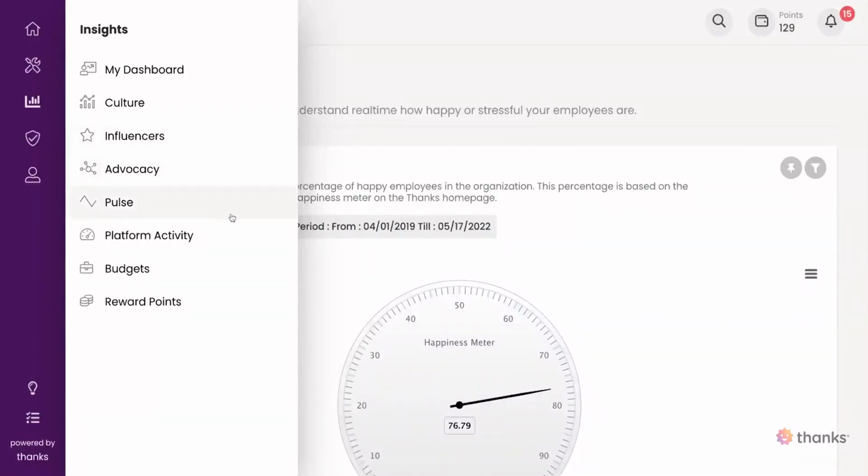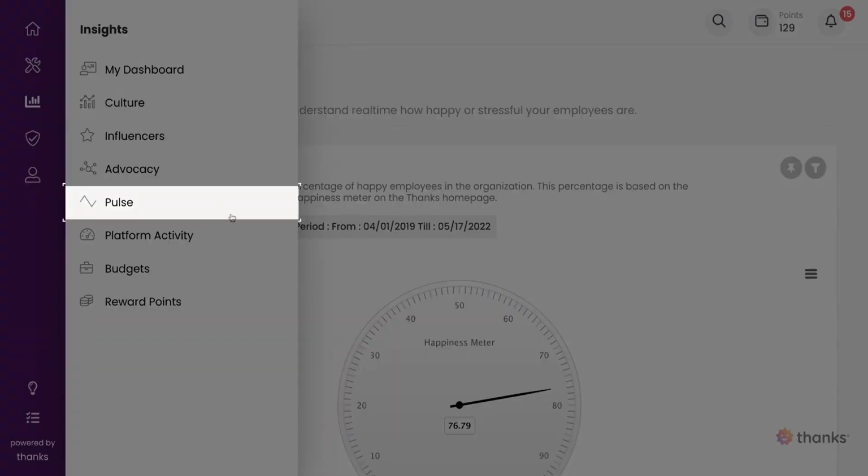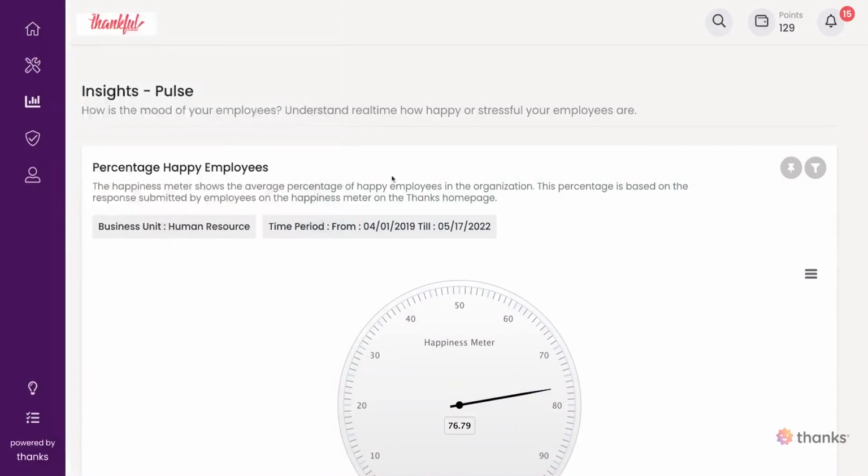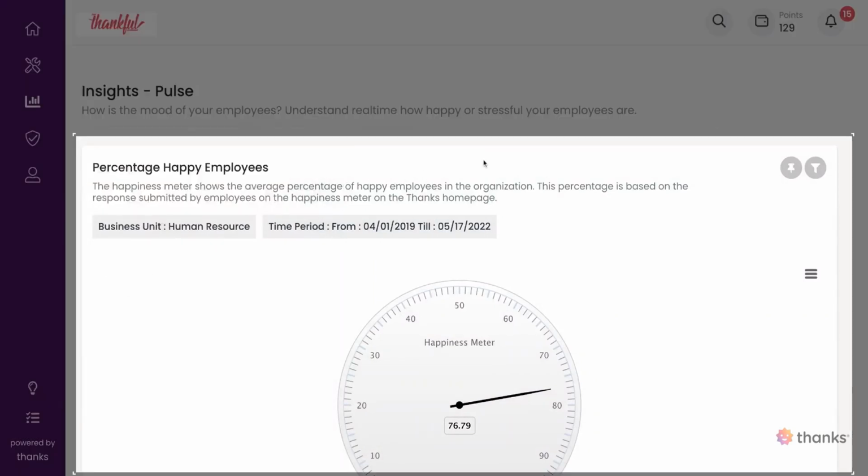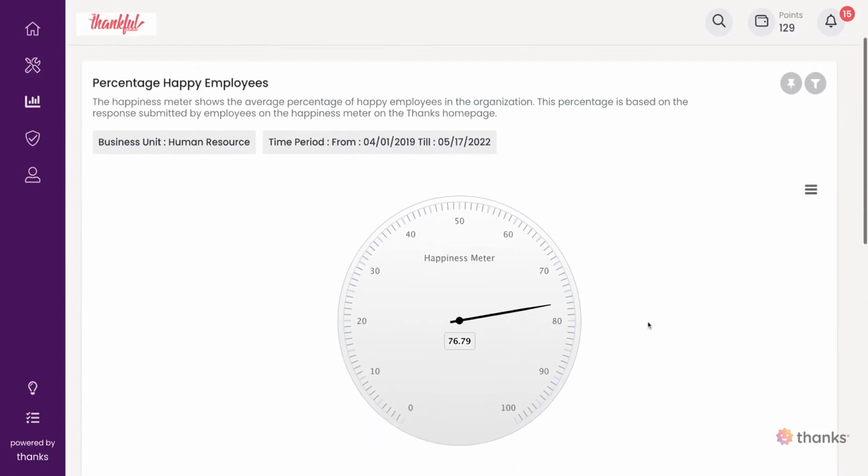Pulse. The 2 reports in the Pulse section will help you gauge the current mood of your employees. Happy employees inspire greater performance and greater success for both employees and employers. Let's take a look at the Mood-O-Meter.